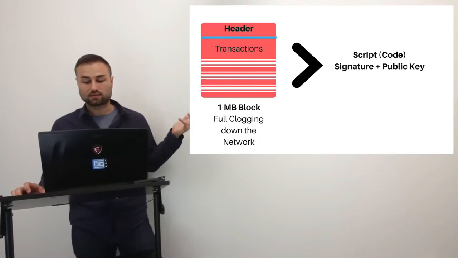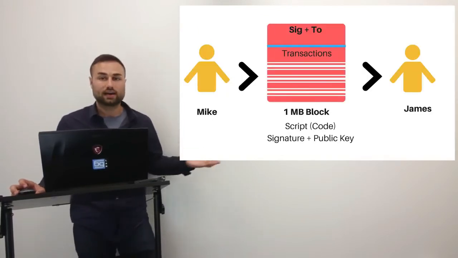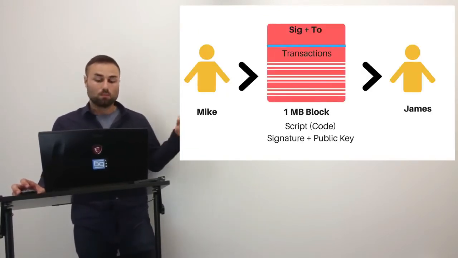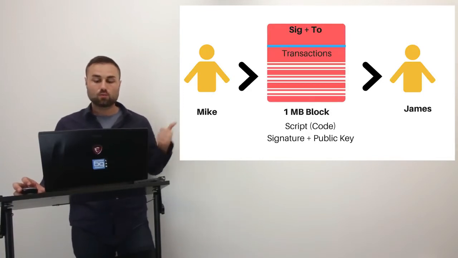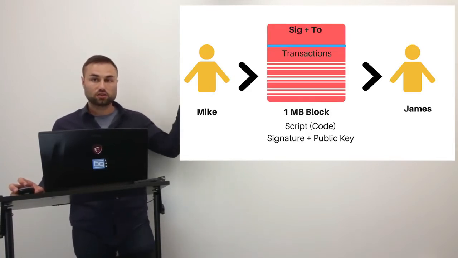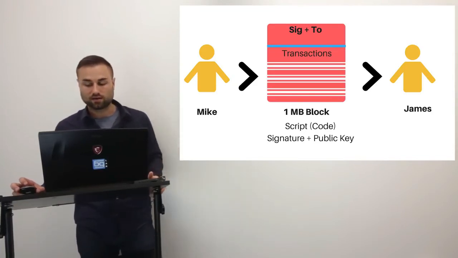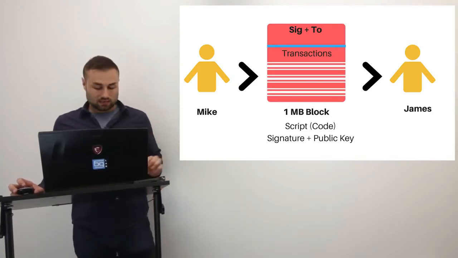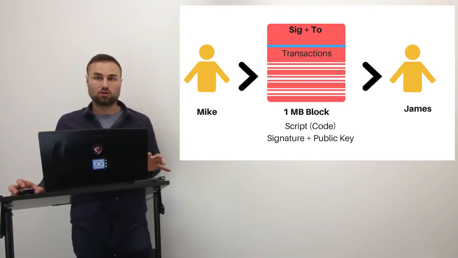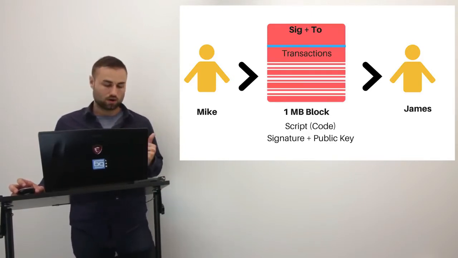If you're looking at this second picture, this is how a transaction looks right now. Mike wants to send it to James, and within the block, it is Mike's signature to James with all the script information in there, and then James accepts it finally, okay? Now, this is the segregated witness proposal to speed up the Bitcoin protocol and also to scale the Bitcoin protocol.